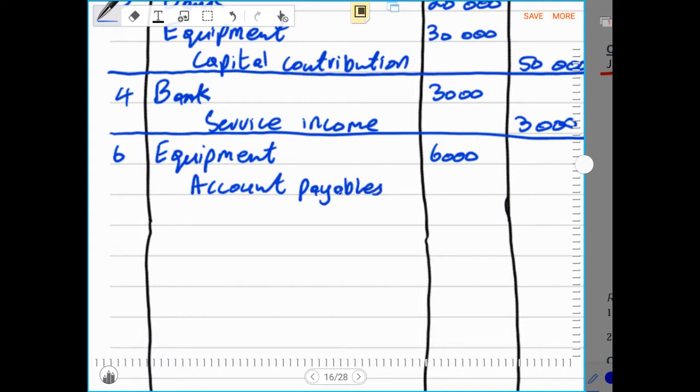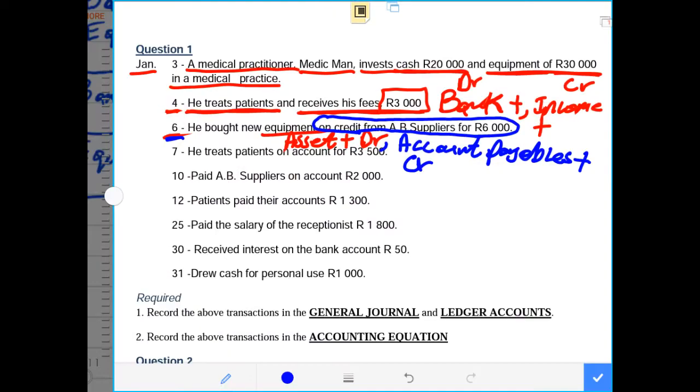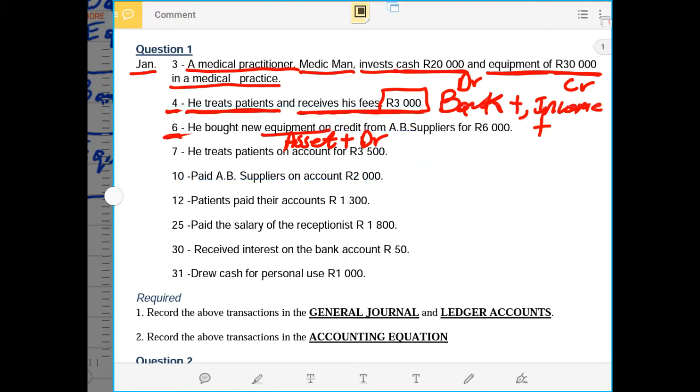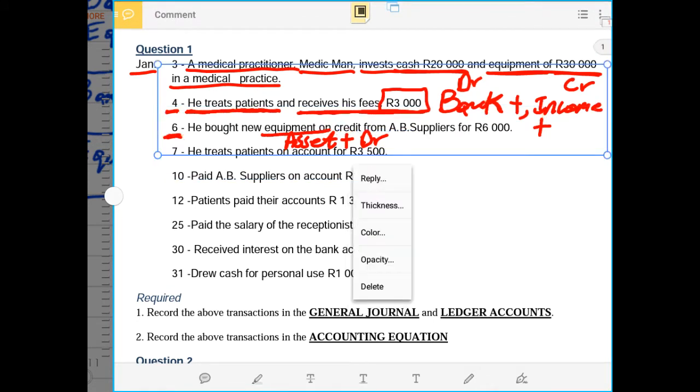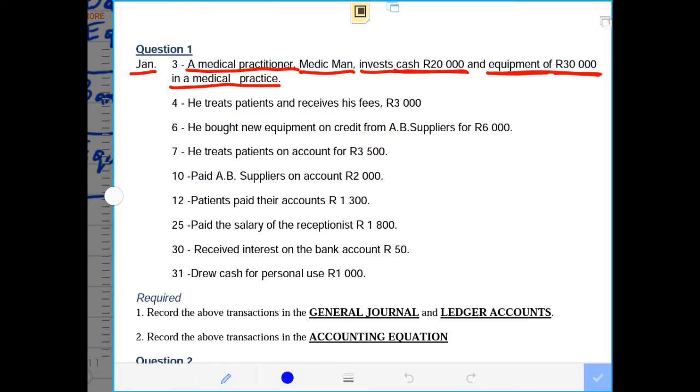So now our account payables, which are the liabilities, meaning the people that we owe money, will increase by an amount of 6,000, because this 6,000 has not yet been paid. We bought equipment on credit to the value of 6,000 rands. So that will be the third journal entry that we have already recorded.